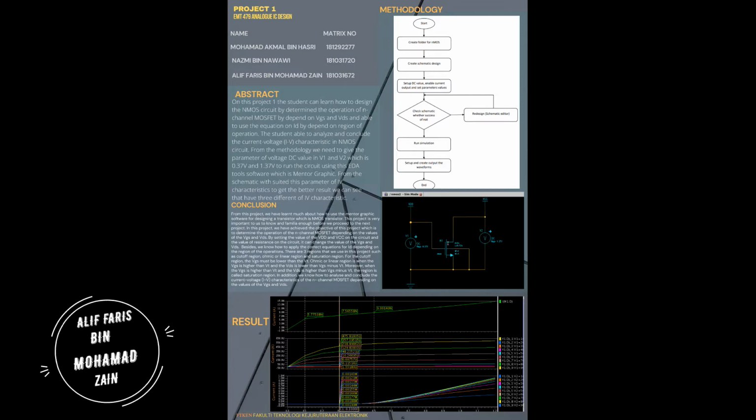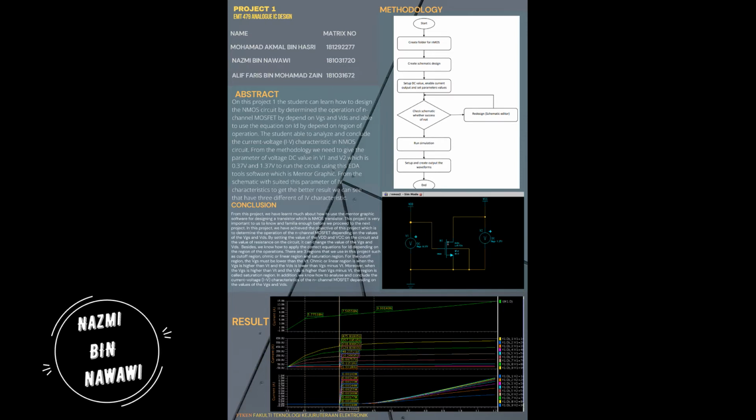From the result, we can see the IV characteristic can be calculated by using the formula of ID saturation, ID in cut-off and ID in linear to get the output line. From the schematic, we need to give the parameter of DC voltage value in V1 and V2, which is 0.37 volt and 1.37 volt, to run the circuit using this EDA software, which is Mentor Graphics. From the schematic, we set this parameter of IV characteristic to get a better result. We can see that there are 3 different IV characteristics in the result.